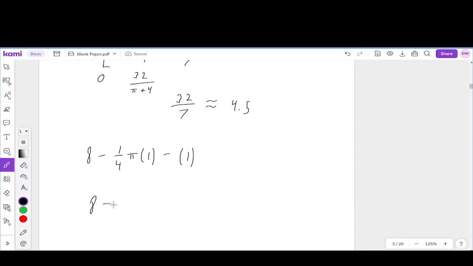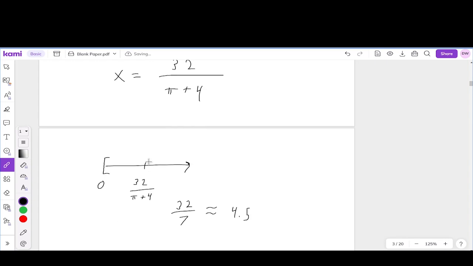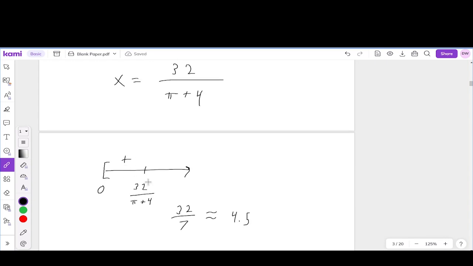Now, pi is again 3.14. I'm just going to round that to 3/4 minus 1. I don't know. I mean, I can figure it out if you just give me a minute, but I just know it's going to be positive, and that's all I care about. So I'm going to put a positive right here on the number line. I'm already going to guess that this is going to be negative, but you should never just guess. You should always plug it in just to make sure.